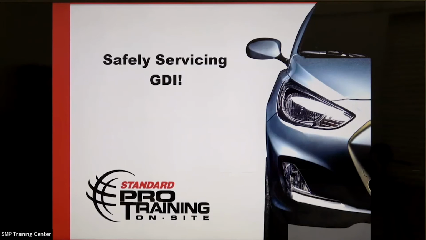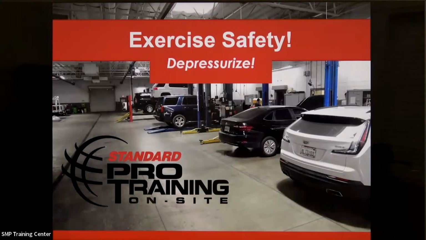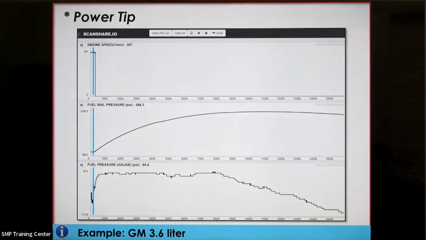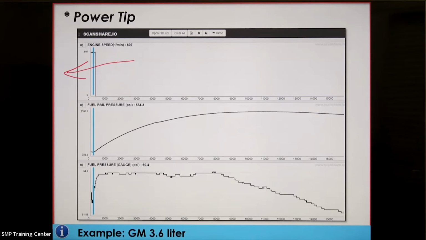Let's say you've diagnosed the concern, and now you're ready to go to work on the car. Well, we always want to exercise safety when we're working on these systems. What do we mean? What dangers are there? Well, here's a danger: pressure. So here's an example from a GM 3.6 liter that we did some testing on. We ran this engine only for about 5 minutes. So over here off the screen, just imagine we ran the engine for about 5 minutes.